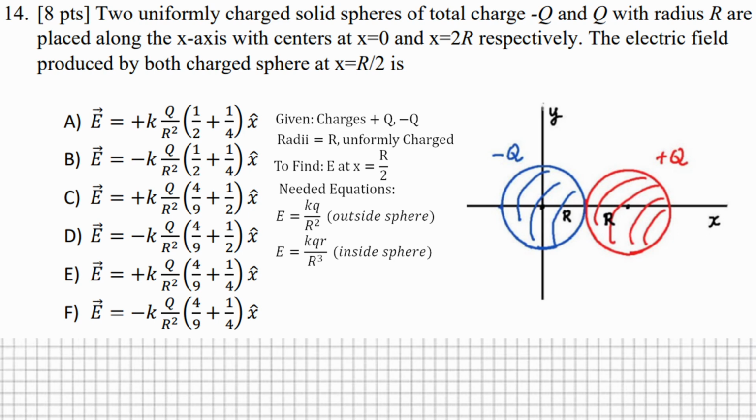The total electric field is the sum of the electric fields of both the spheres, E1 and E2. We plug into the equations, and after solving them, we finally get E equals minus kq over r squared, with square brackets, half plus 4 over 9, which is option D.